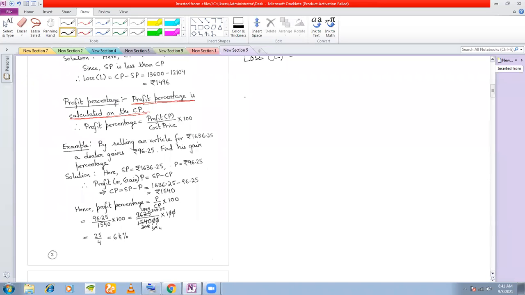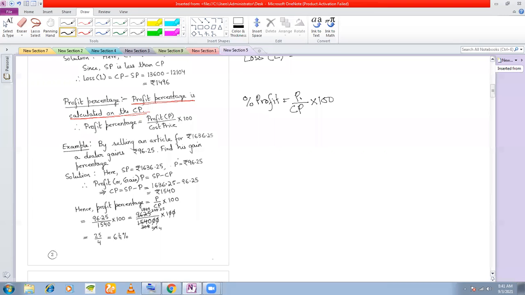And the formula for profit percentage is: percentage profit is equal to profit by cost price into 100. This is the formula for calculating profit percentage.